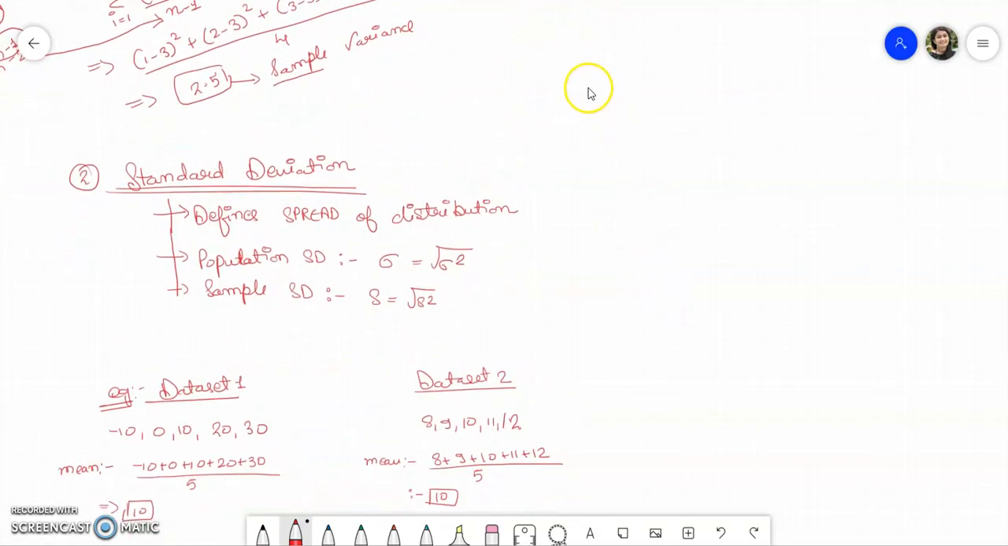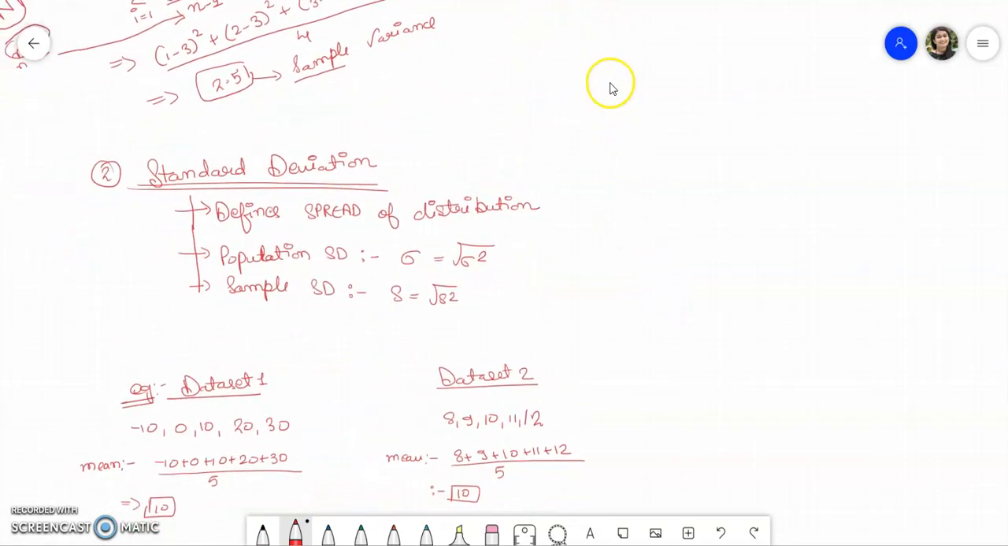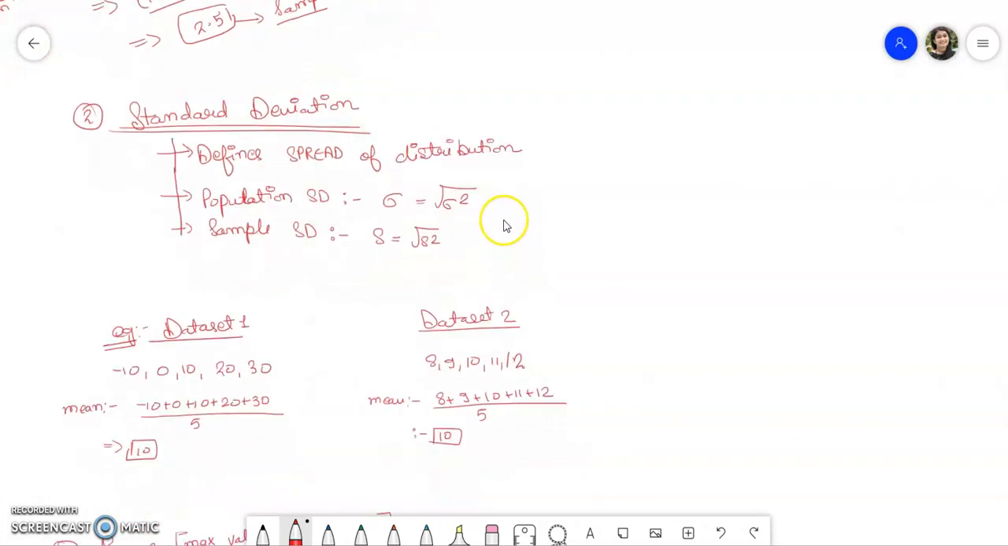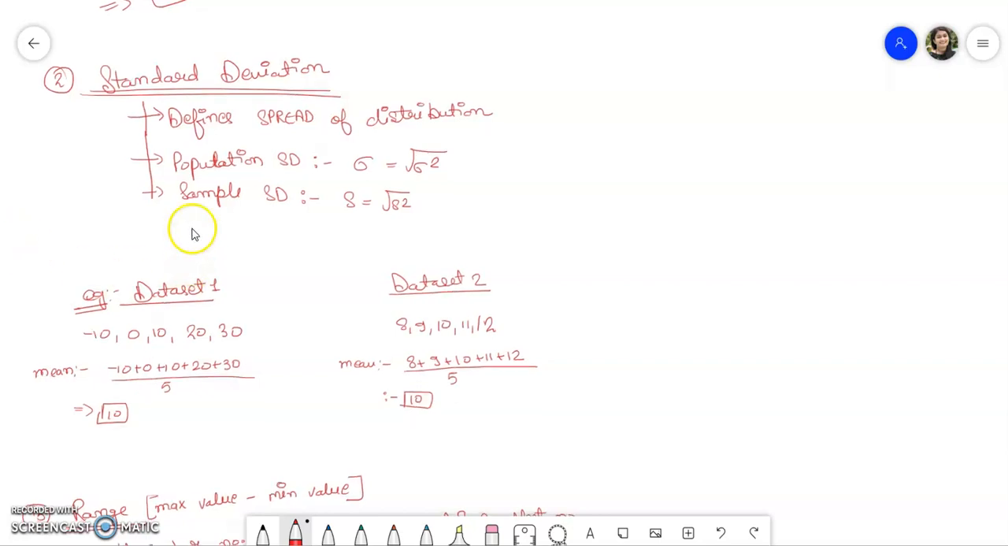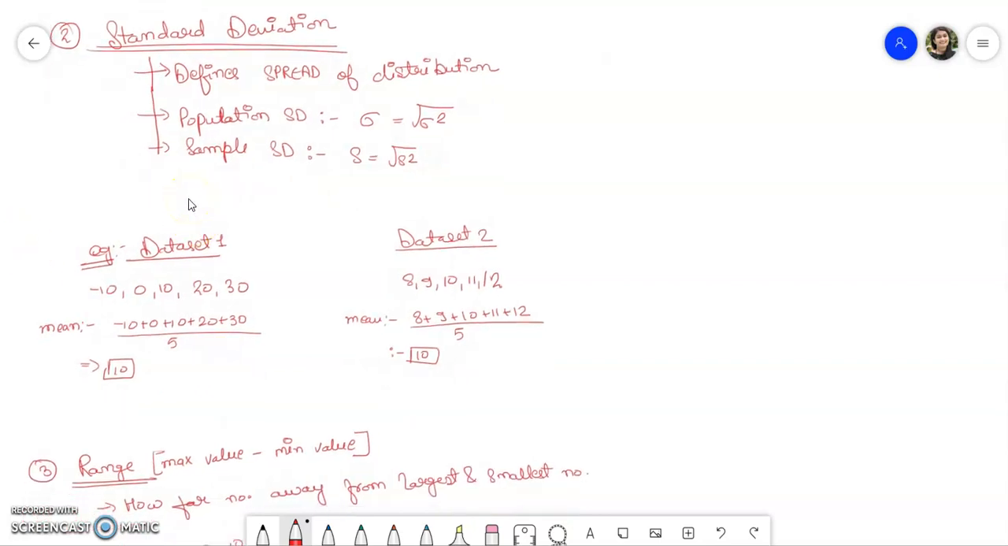The other measure of dispersion or spread is standard deviation. Standard deviation defines the spread of a distribution, and for population, standard deviation is represented by the square root of sigma square, and for a sample it is the square root of s square. Okay, I'll explain this with an example. It is also very easy to understand.